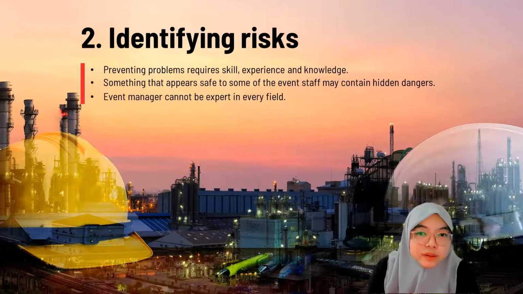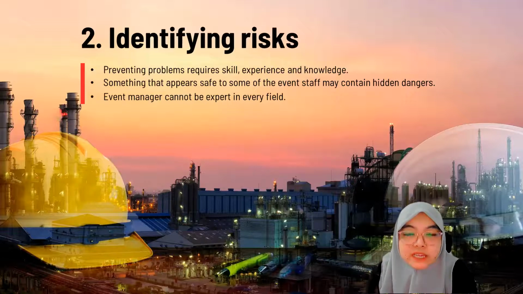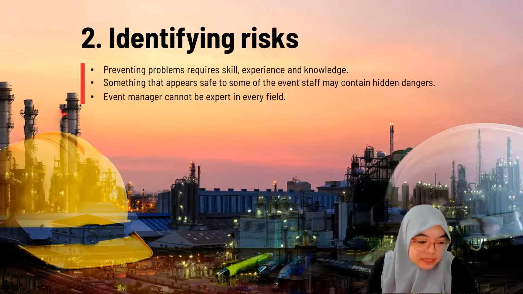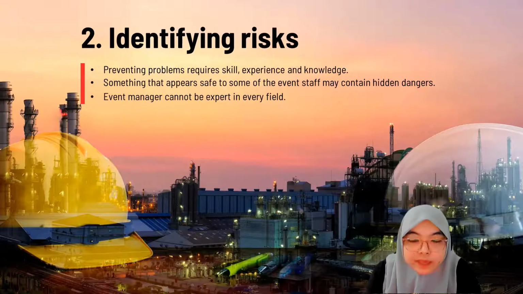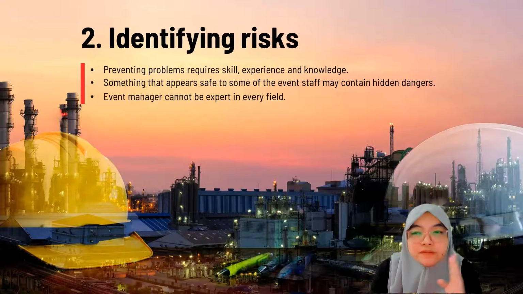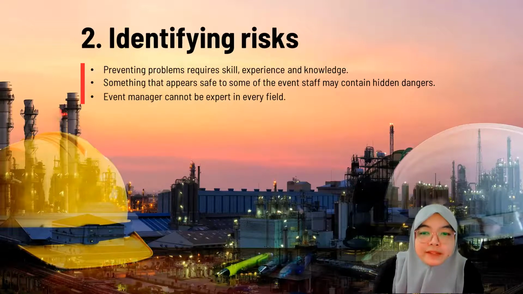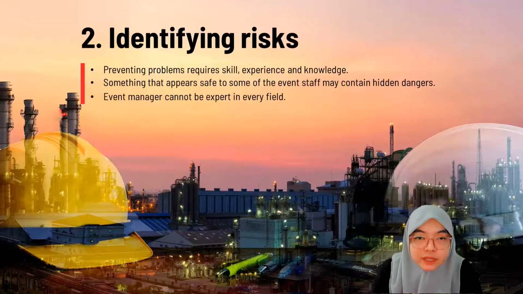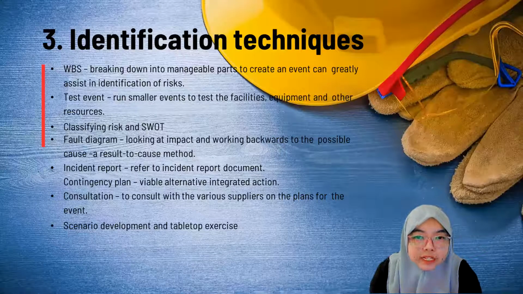Preventing problems requires skill, experience, and knowledge. Something that appears safe to some of the event staff may contain hidden dangers. It is true and it's important. Identifying risk means that something may be safe to certain people, but it can be dangerous to other people. That's why you need to identify what kind of risk may occur.